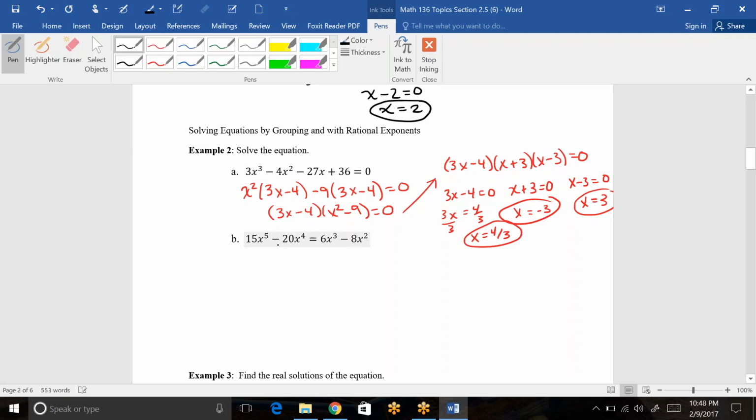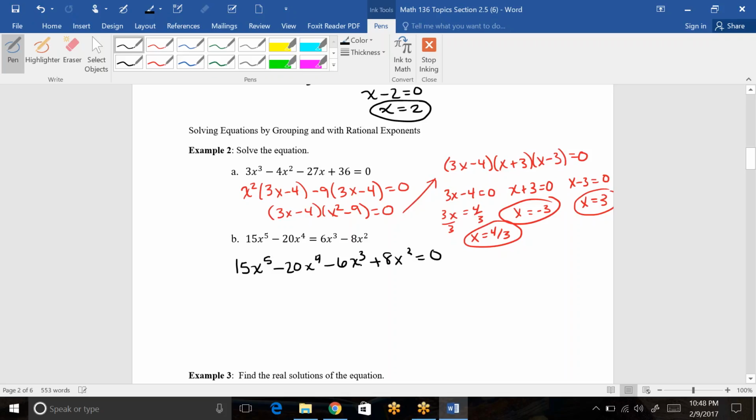You could try pulling something out on each side, but that's actually not the best approach. When you want to solve by factoring, you should get everything on one side. So I'm going to move the 2 terms on the right over to the left and just tack them on here at the end. So this would be minus 6x cubed and plus 8x squared equals 0.